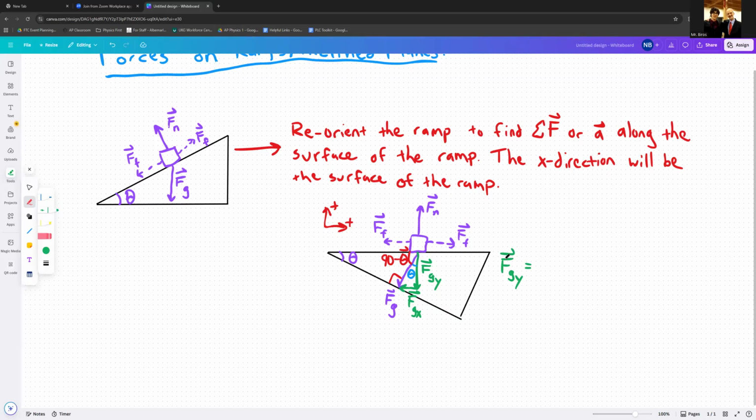But for FGY, we're going to use the cosine of theta, because FGY is adjacent to the blue angle theta there, the same as the angle at the bottom of the ramp. So cosine theta times the hypotenuse, Fg, the total force of gravity, gives us that y component. Same thing for x. X is actually opposite to the blue angle theta there, so we're going to use sine theta times Fg.